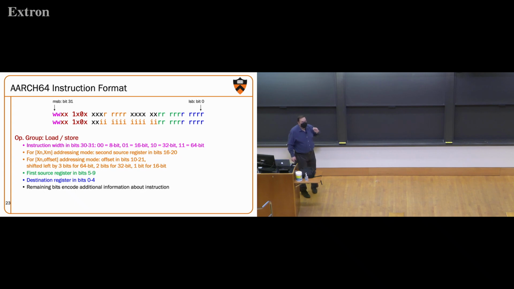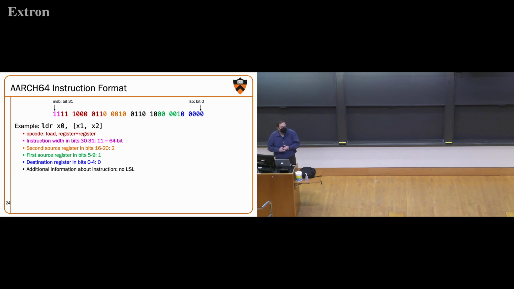There's another difference here, which is that we now have 2 bits for the data width instead of just 1. So all of the operation instructions can only operate on either 32 or 64-bit quantities, but loads and stores can actually operate on 8-bit, 16, 32, or 64. And so we actually need 2 bits to specify the width of the data being manipulated by this load or store.